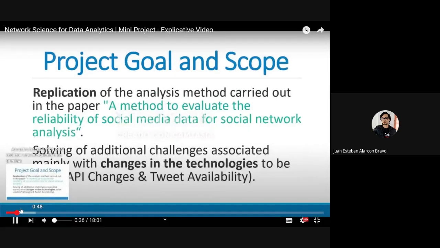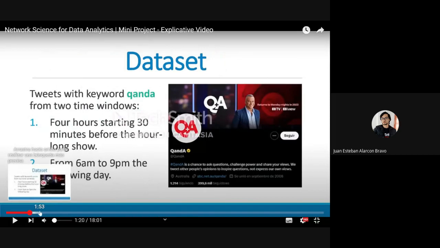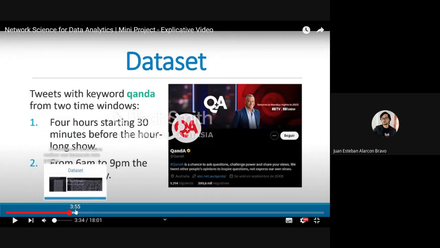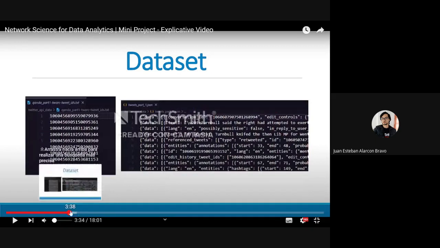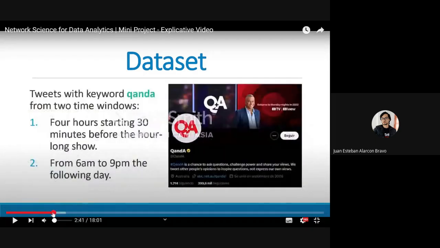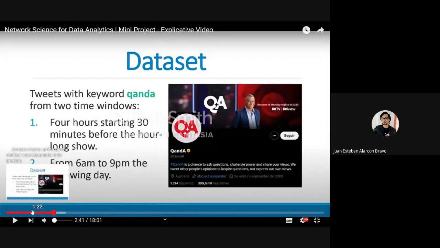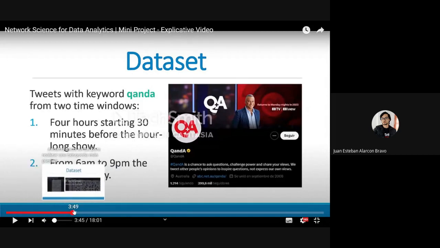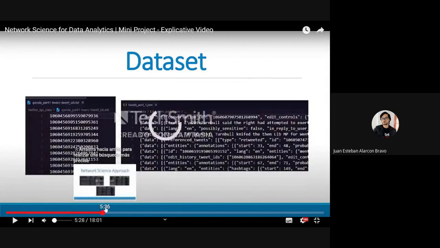We actually managed to do it to some extent, and the main problem that we found was related to changes to the API of Twitter, because the paper is from 2020 and the API has changed a lot since that year. We actually had to rewrite some portions of the code, most of the code really, to read the JSON notations of each tweet.